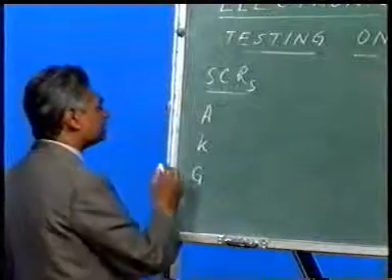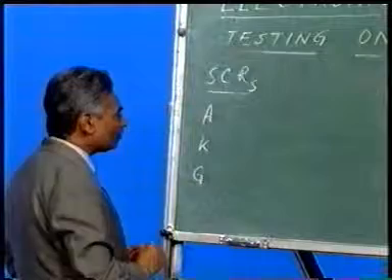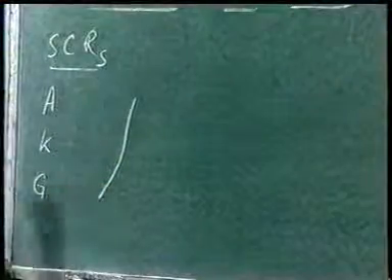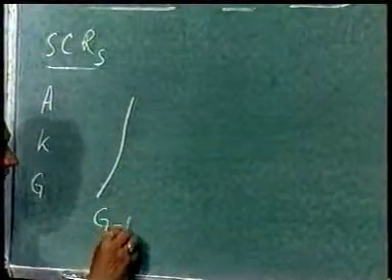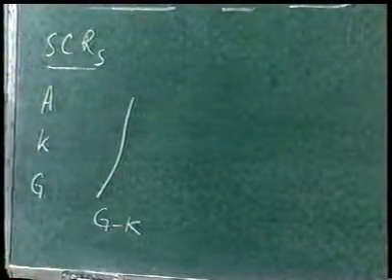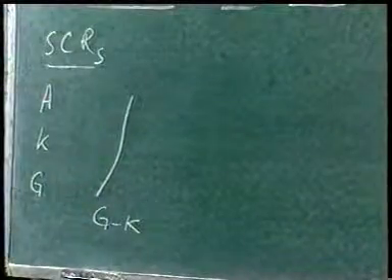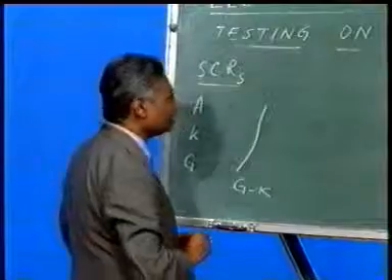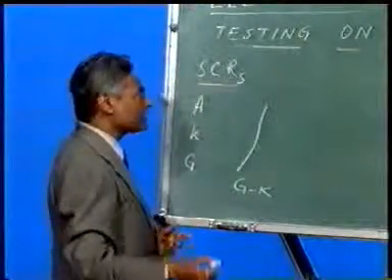So in this case also we have to check the terminals very minutely, and then we have to connect the device on the CRO between G and K. If you connect between G and K, you will get a curve like this, a wave pattern like this. If you get such a figure on the CRO screen, it is ensured that the device is healthy. If it is short, what will you get? In case of a short SCR, you will get a vertical line. In case of an open one, you will get a horizontal line.